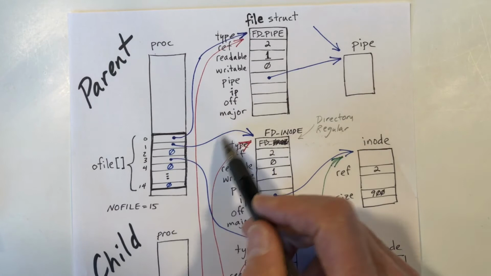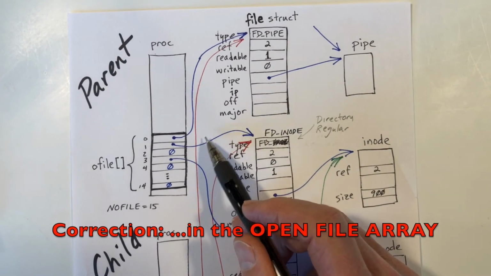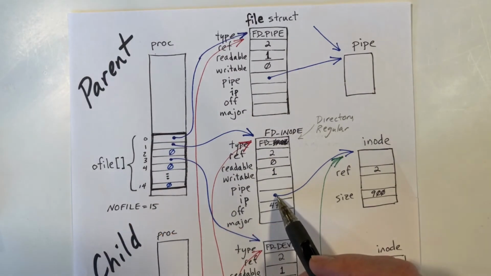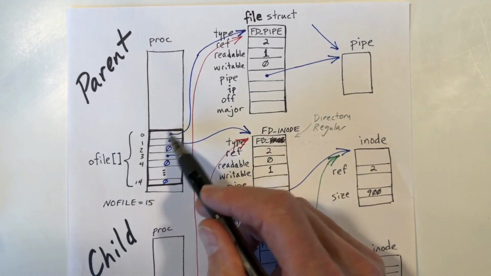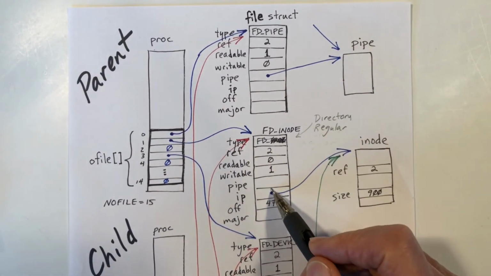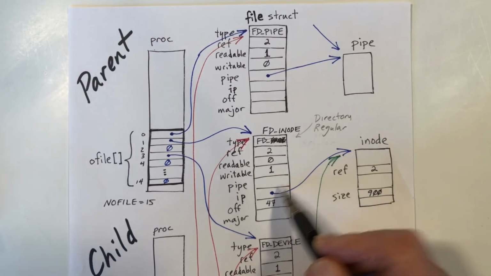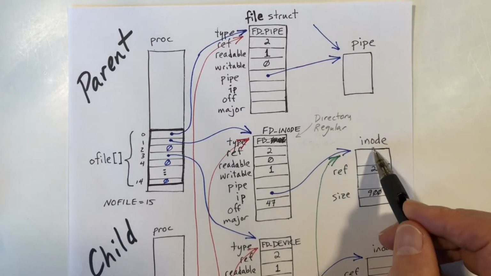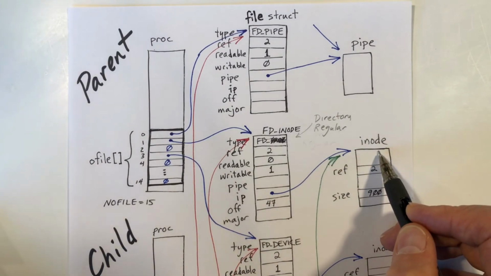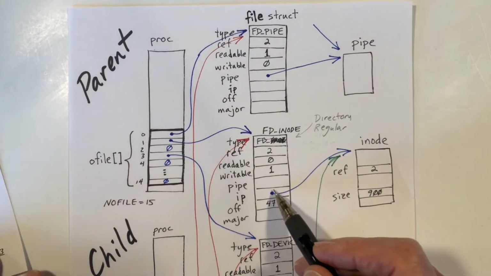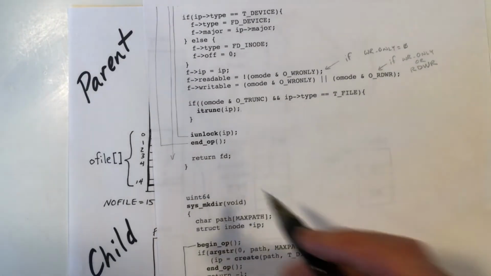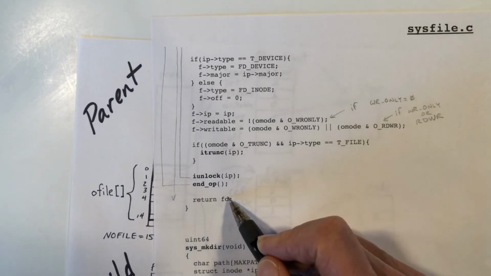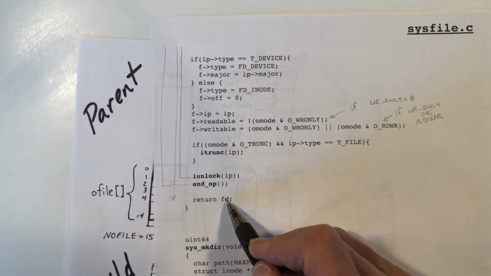We keep the reference count incremented because we now have a pointer. We stored a pointer to the file structure in this open file array, and we stored a pointer to the inode in the IP field. So we do have a pointer to the inode, so we need to keep the inode's reference count incremented to indicate this pointer has been added to the inode. And so I believe that ends the code for the open system call.